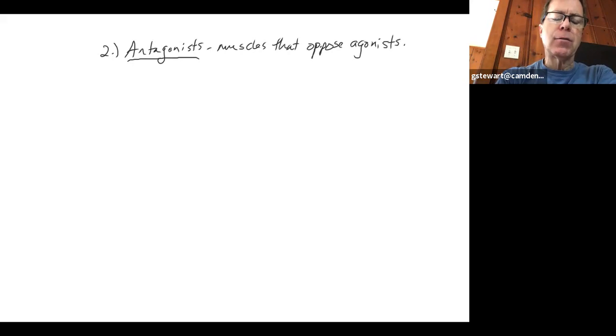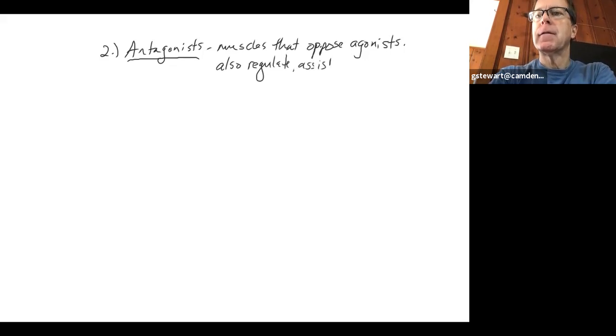Sometimes antagonists also can help regulate, so they don't always just oppose, they can also help regulate the prime mover movement. They help stabilize or regulate that movement. So they oppose agonists. I'm just going to say also regulate, or comma, assist agonists.